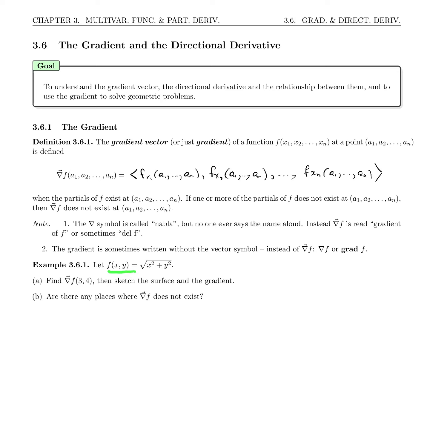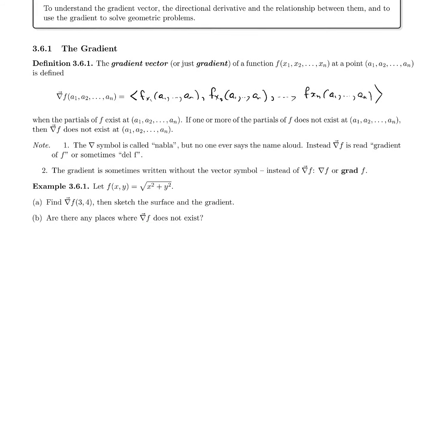Let's do example 3.6.1. If f of x, y is the square root of x squared plus y squared, we're going to find the gradient of f at the point 3, 4 and sketch the surface with the gradient, and then find some places where the gradient does not exist.